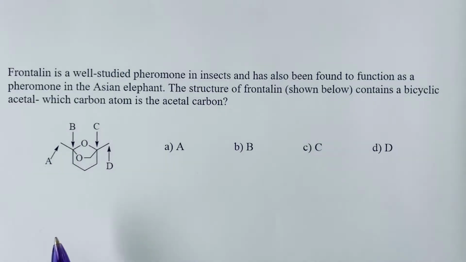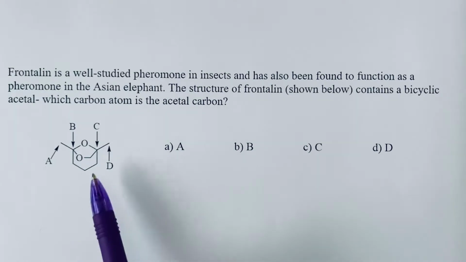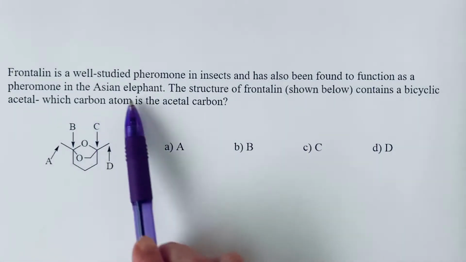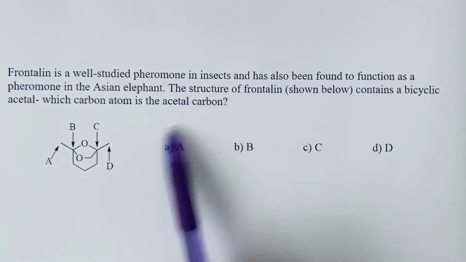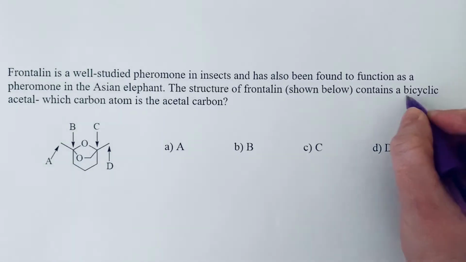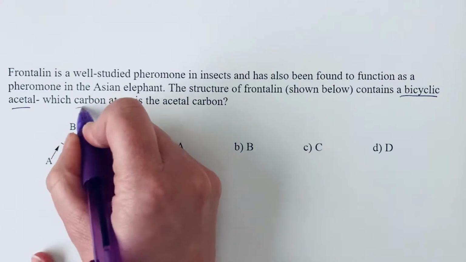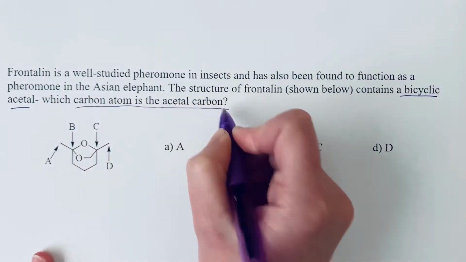Right, so this problem gives us a structure and a whole lot of information about the structure, not a whole lot of which we need to actually answer the problem. So it's telling us that this is a pheromone, but really let's get to the crux of the question. It tells you, here's the structure. It contains a bicyclic acetal. So here we're getting to the organic chemistry part of it, and we're being asked which carbon is the acetal carbon.